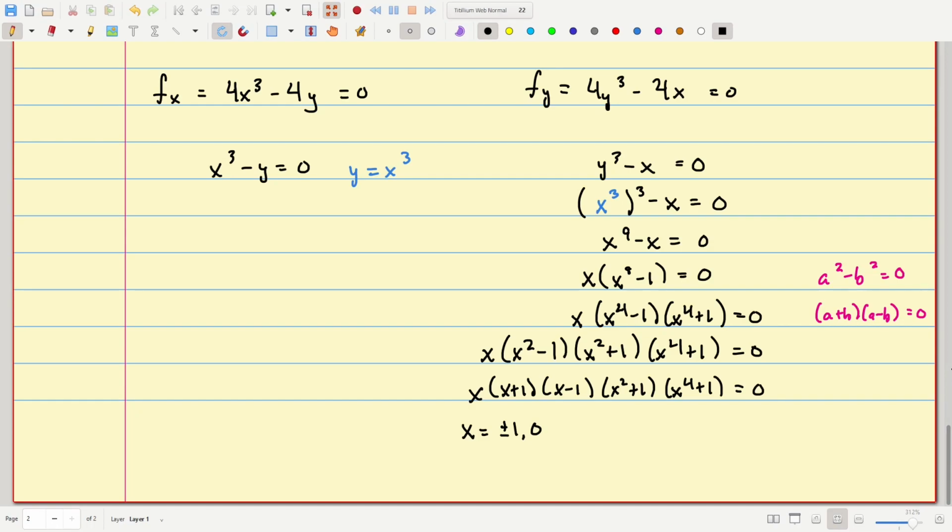Okay? Due to the fact that we have plus or minus 1 and 0 here, we go back to this equation, which was the one that we used to do our substitution with, and we need to find our values for y. Fortunately for us, since this is an odd power, negative 1 cubed is negative 1, positive 1 cubed is positive 1, and 0 cubed is 0. So we end up with 0, 0, 1, 1, and negative 1, negative 1 as the critical points.